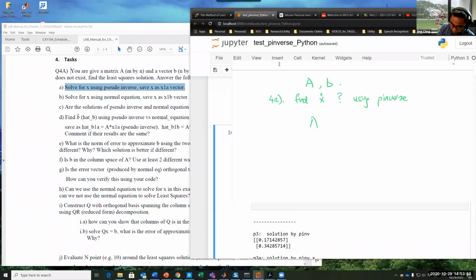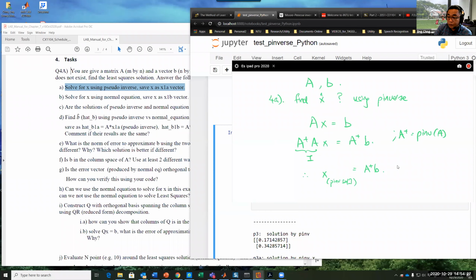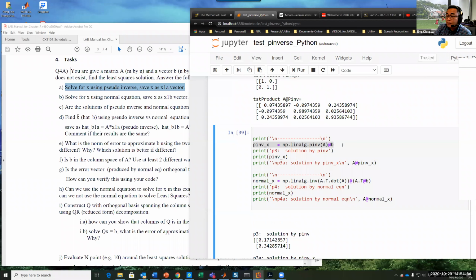We write the equation AX equals B, A plus AX equals A plus B, where A plus equals the pseudo inverse of A. Now remember, A plus A is identity. I've already shown it to you. Therefore X, I should write the small bracket here, this is the pseudo inverse solution, equals A plus B. If I want to write the code for this, the code is nothing but the pseudo inverse of A, which is the NumPy linear algebra pseudo inverse of A, multiplied by B. Finish. So this is the solution.